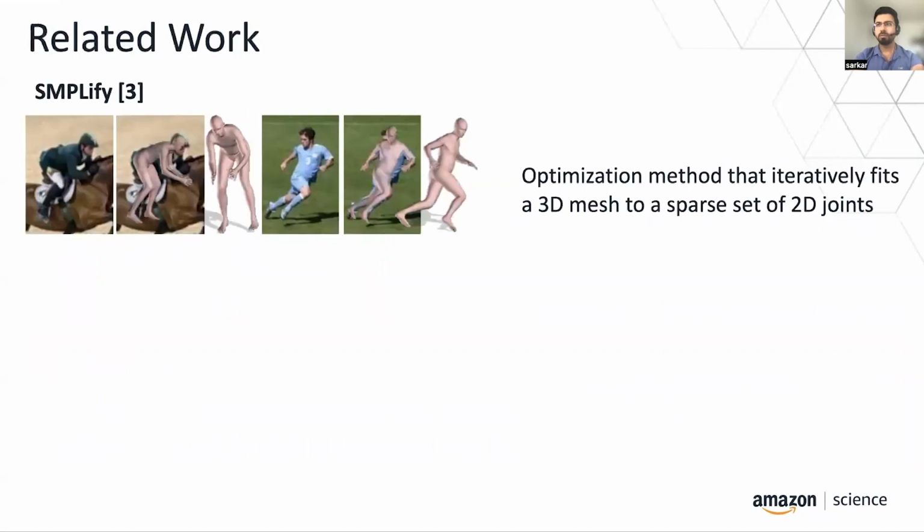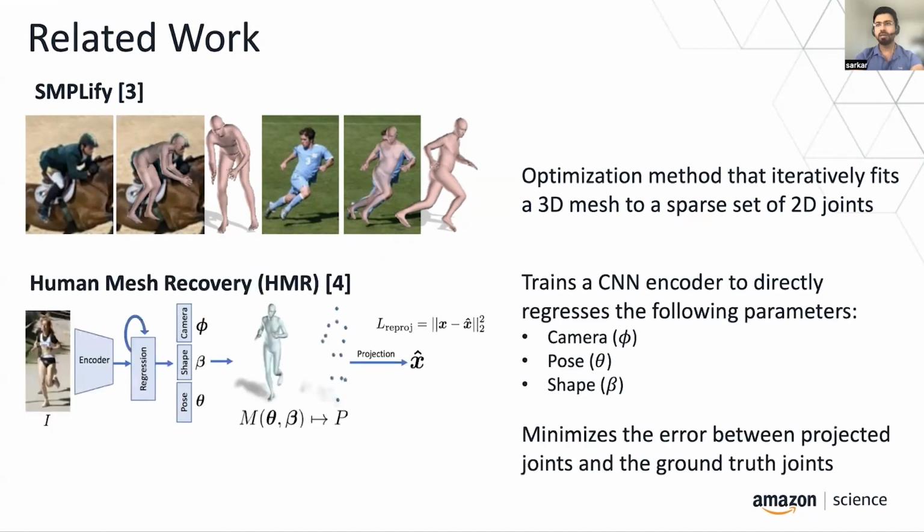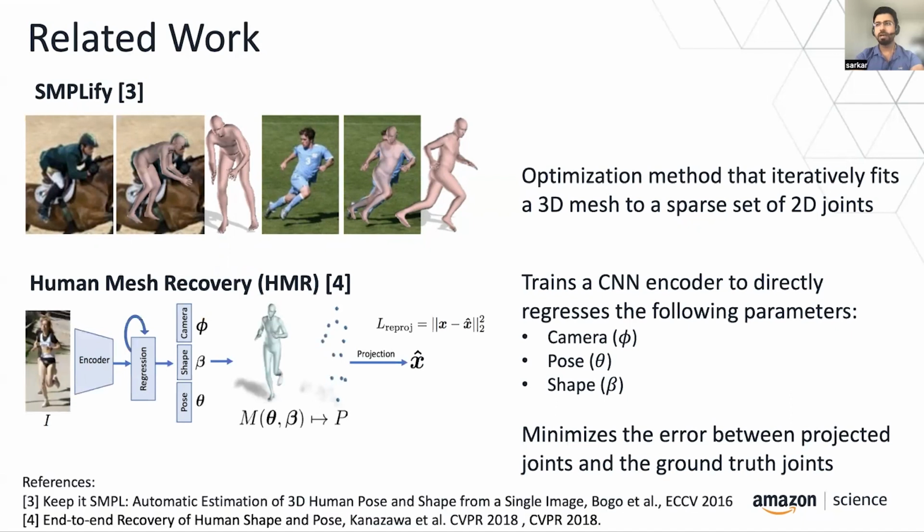There are two types of approaches that have typically been used in prior work to fit SMPL meshes to monocular images for estimating pose and shape. These are optimization-based and regression-based methods. On one hand, optimization methods like SMPLify iteratively fit the SMPL mesh to a sparse set of 2D joints, and on the other hand, regression-based methods like HMR directly regress the camera and SMPL pose and shape parameters. During training, they minimize the error between the projected joints from the predicted mesh and the annotated joints.